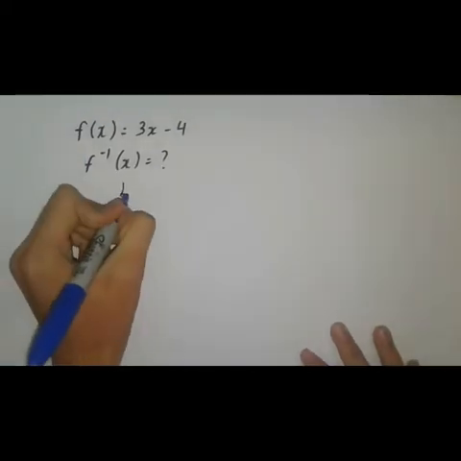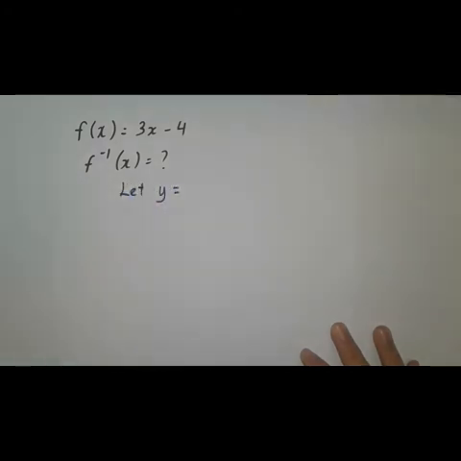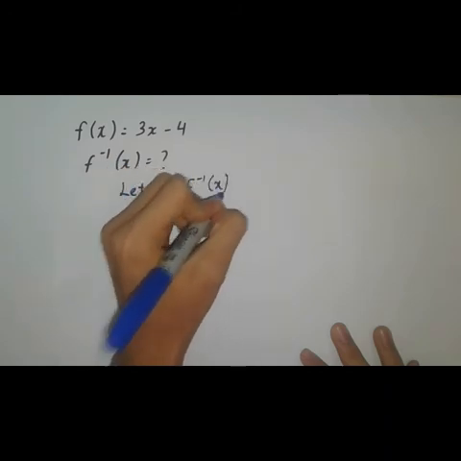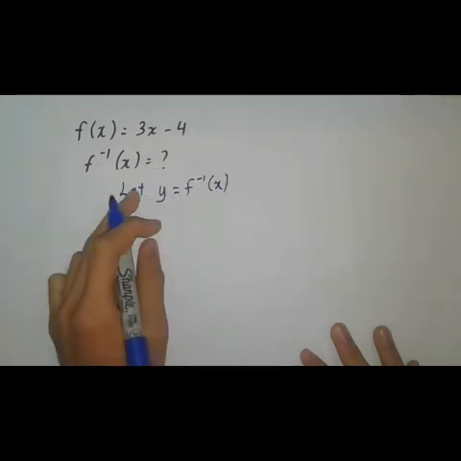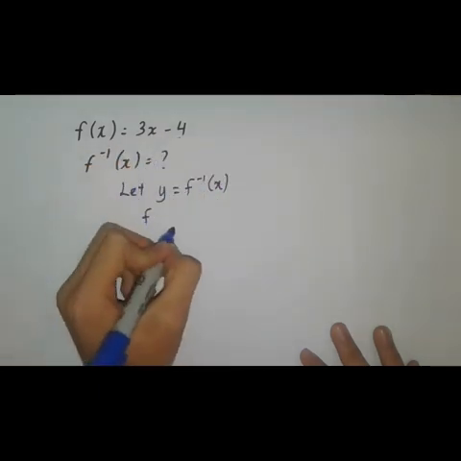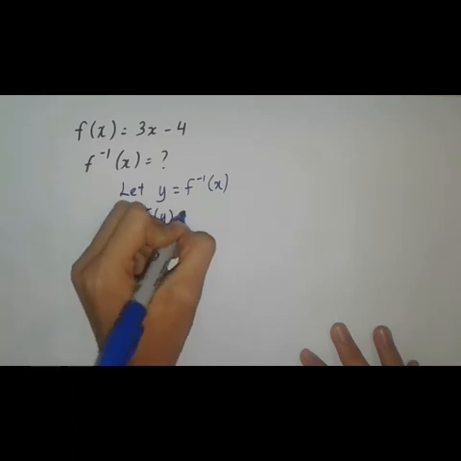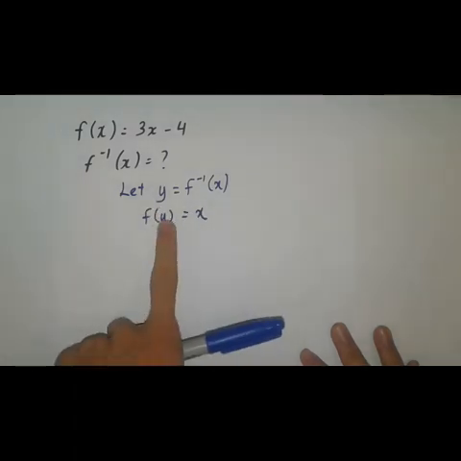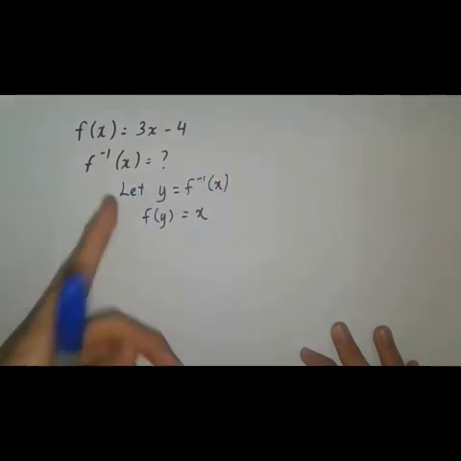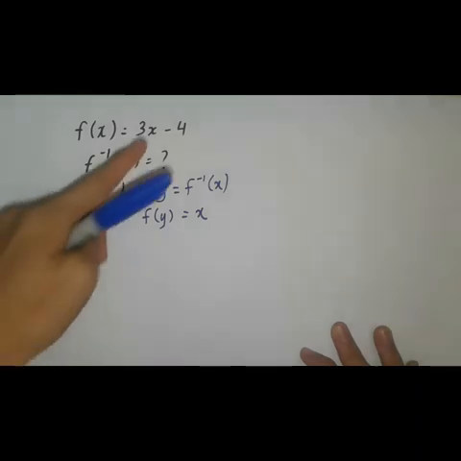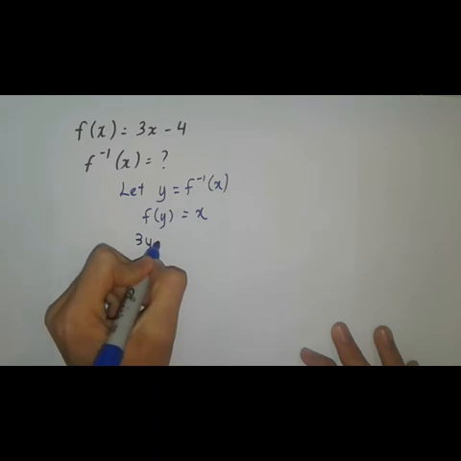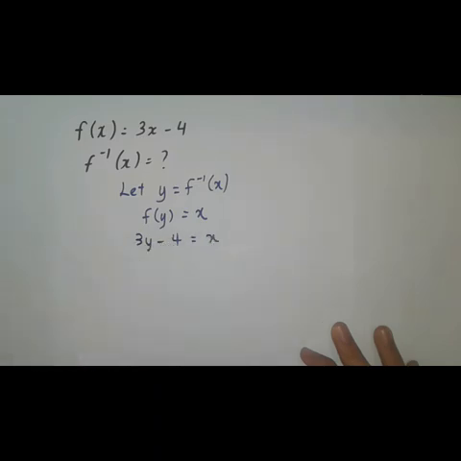So we let y equal the inverse function we want to find, in this case f inverse x. And we bring the f inverse to the left hand side, and when we bring it to the left hand side, it becomes a normal f. f(y) equals x. So what is f(y)? You have f(x) equals 3x minus 4. If I want f(y), just swap x with y. So 3x minus 4 becomes 3y minus 4 equals x.